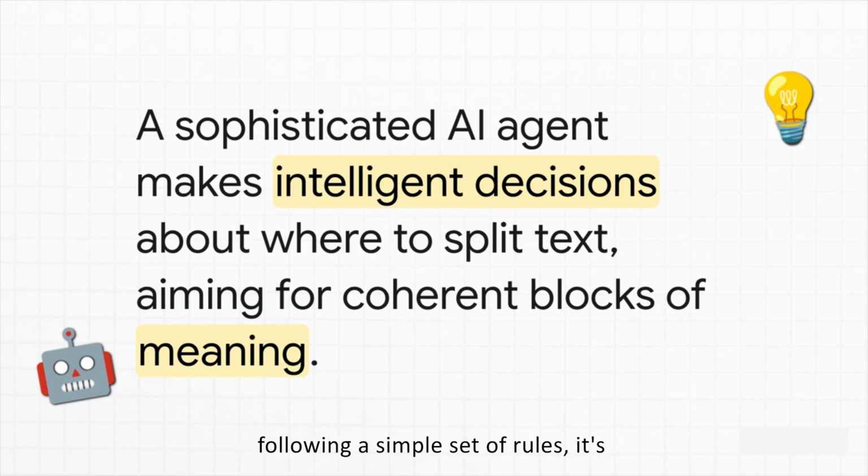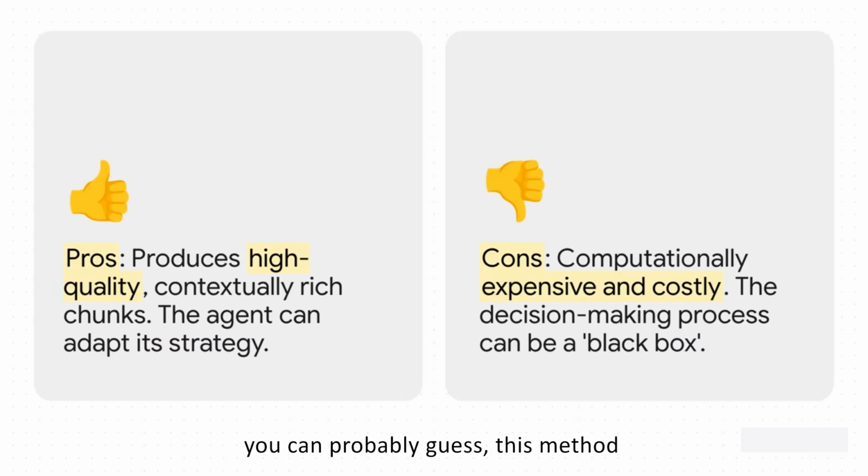It isn't just following a simple set of rules, it's actively comprehending the material. As you can probably guess, this method creates incredibly high-quality, deeply meaningful chunks. It's the best of the best. But that top-tier quality comes with a pretty steep price tag. It is, by far, the most expensive and slowest option. Plus, since the AI is making its own complex decisions, it can be a bit of a black box. You see the amazing result, but you don't always know exactly how it got there.